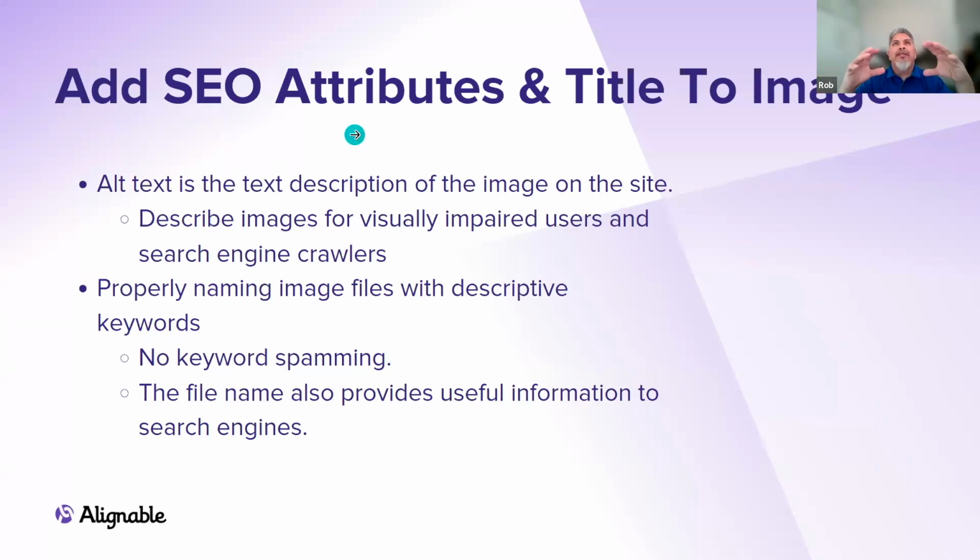Once we get the image and the image is perfectly relevant and resonates with the person searching, okay, now we have the right image. Once we have the right image, there are other attributes on the back end that we need to optimize. One of those is called the alt text, which is the alternative text, and it's the text description of the image on the site. So it describes the image for visually impaired users and search engine crawlers.